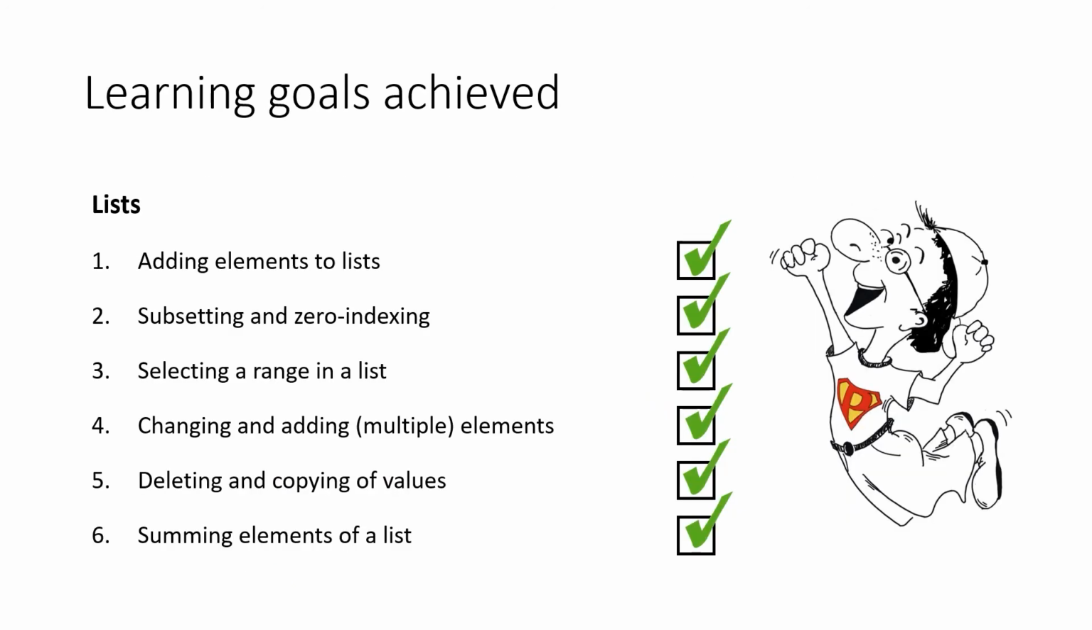The learning goals that we have achieved for lists are adding elements to lists, subsetting and zero indexing, how we can select a range in a list. Then we did changing, adding, deleting, and copying of multiple values or elements. And in the end, how we can sum up individual elements to a new total.